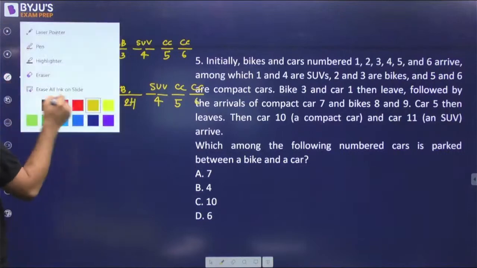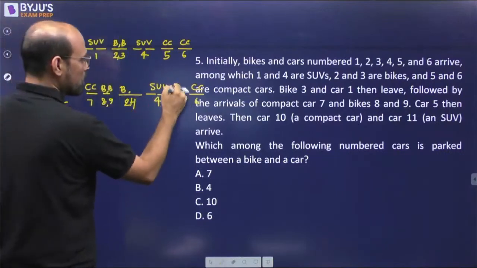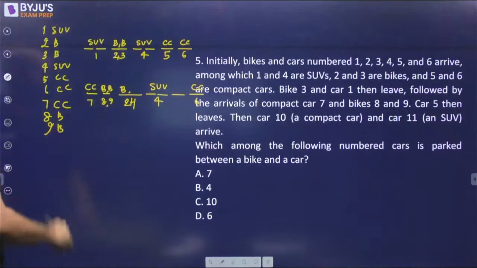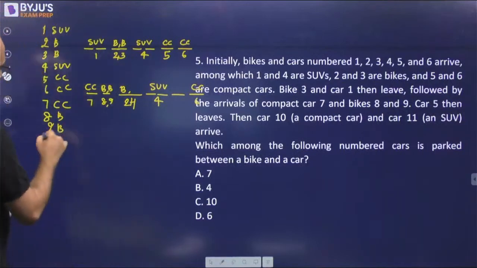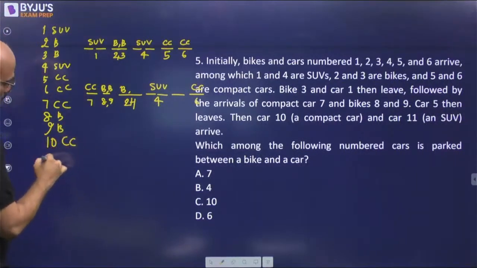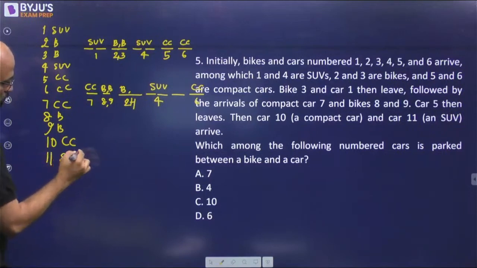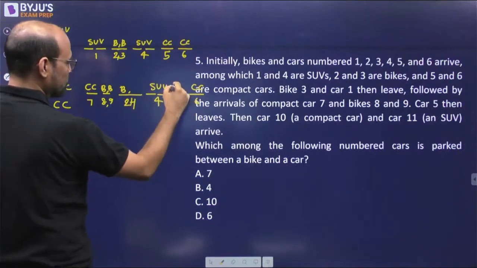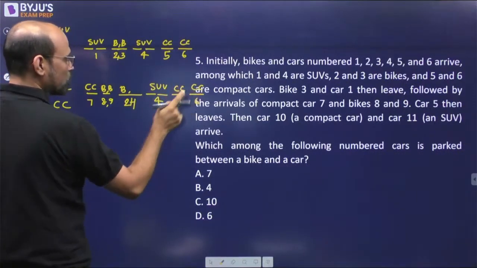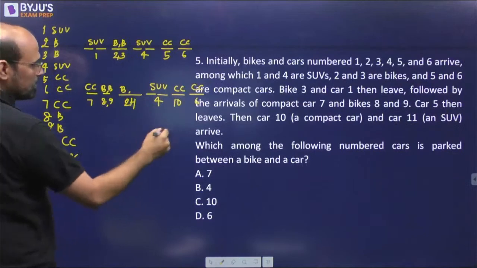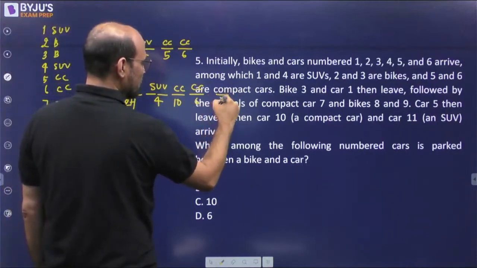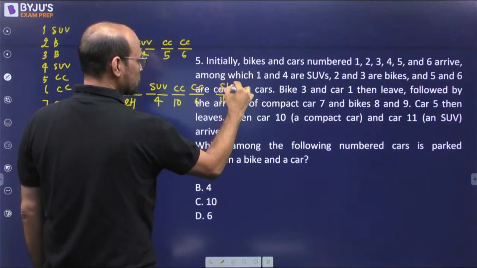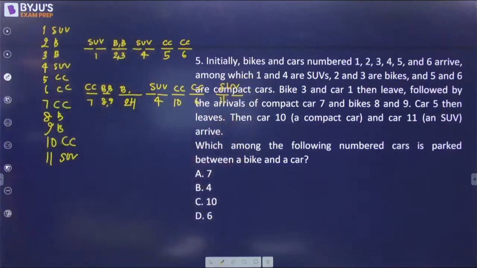Okay, so I'll erase it right here. So car 5 leaves. And then 10 is a compact car and 11 is an SUV. So this compact car 10, this is the only place where we can put it, right? So one car left, another car came. And then 11 is going to be here, with 2 slots occupied by the SUV.